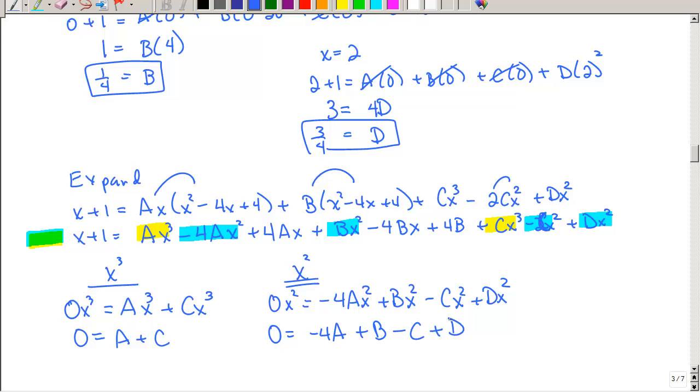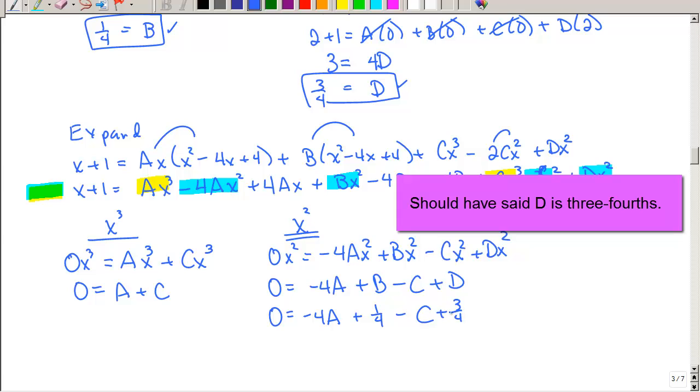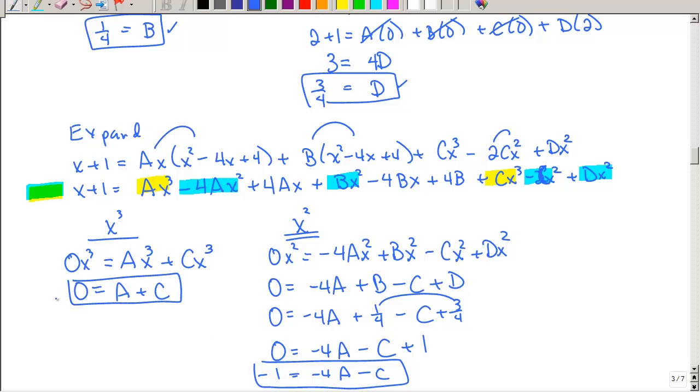Does that help me at all? Well, I have b and d, so let's put that in. So b is 1/4, d is 3/4. So what does 1/4 plus 3/4 equal? That's 1. So if that's 1, I can put the 1 on the other side. And so I have two equations with a and c. I could actually solve those simultaneously, or I could keep going. It's up to you.